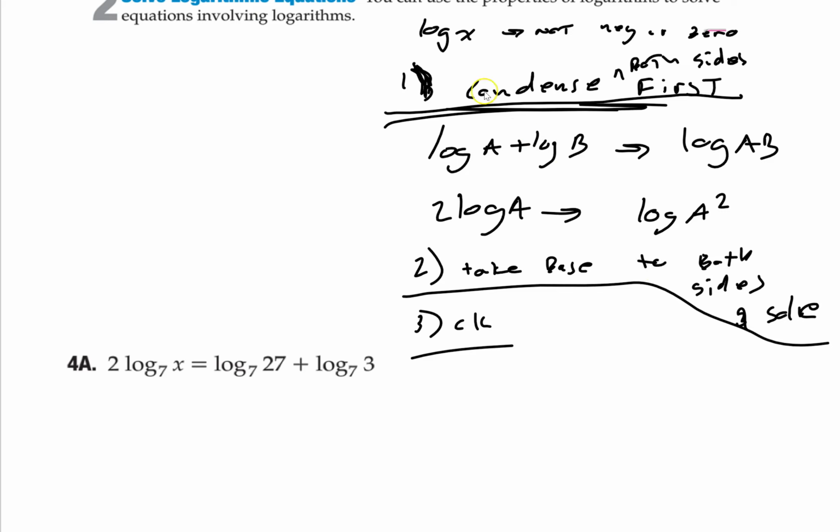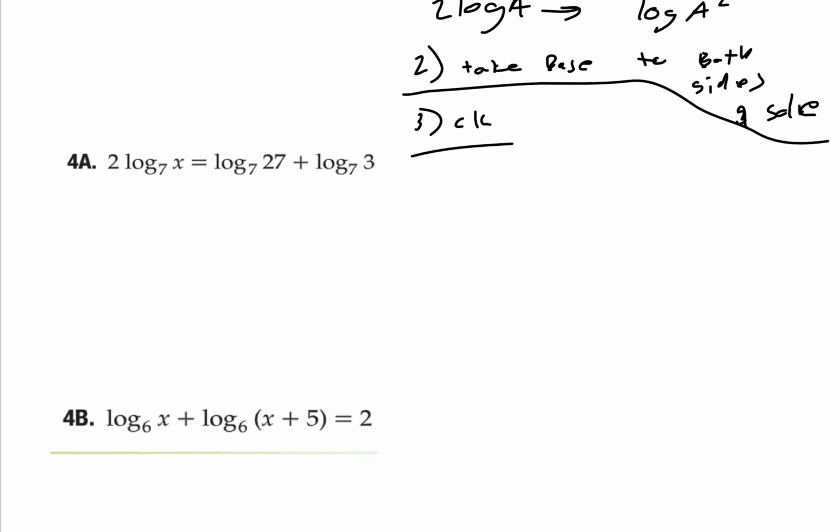Like, I'm going to highlight this. Let's see if that works. There we go. Technology at its finest. Super important: condense first. Okay, so let's solve this problem. So again, I cannot take the base of both sides. I've got to condense first. This side, remember, plus means multiplication.